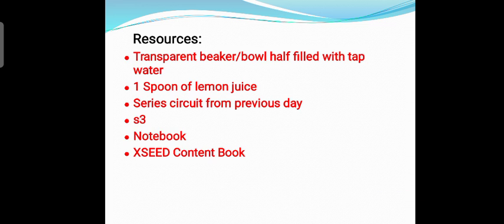The resources required are a transparent beaker or bowl half filled with tap water, 1 spoon of lemon juice, the series circuit from the previous day, S3 of the volume book, notebook and science content book.